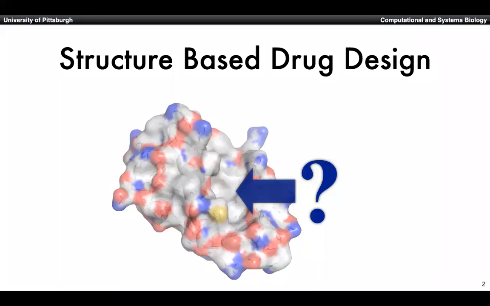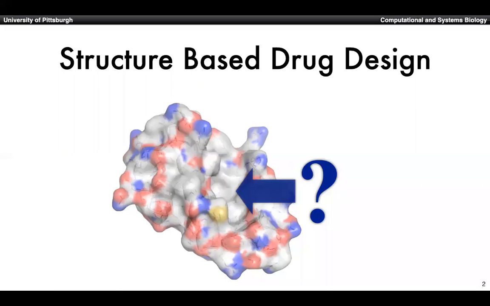The big question we're trying to answer is how do we leverage all of the compute power we have and knowledge we have and data we have to make predictions about what molecules will bind a given molecular target, like the protein shown here.